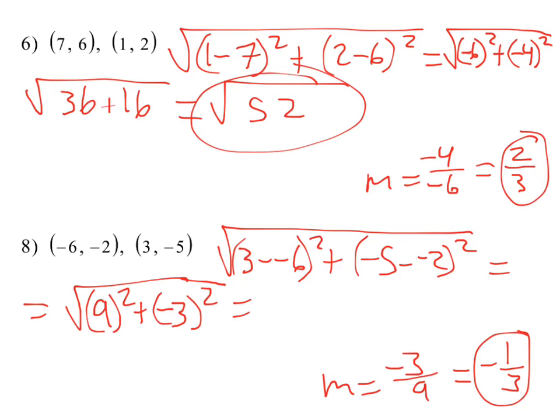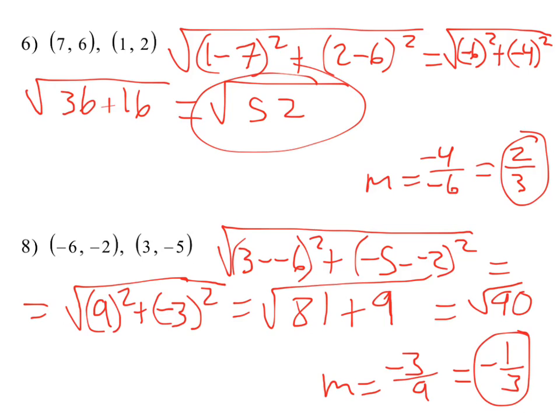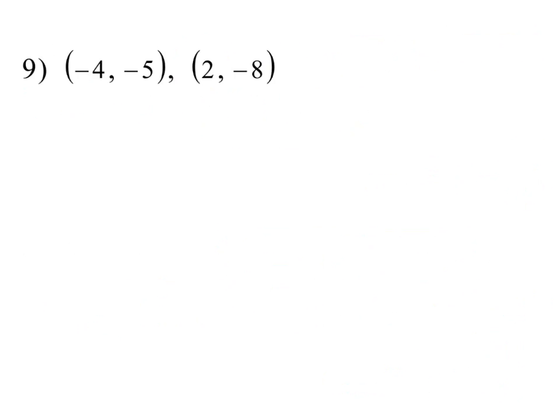Alright, so now when we square these, we're going to get 81 plus 9. Because negative times negative is positive, so it's positive 9. And we have the square root of 90. That's a 0, not a 6. Ta-da! And then we get number 9.